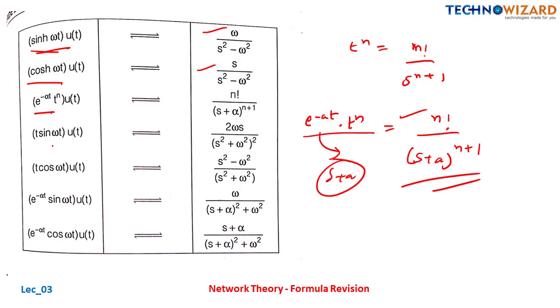Okay. Same goes with t sin omega t: 2 omega s upon (s square plus omega square) whole square. t cos omega t: (s square minus omega square) upon (s square plus omega square) whole square. e to the power minus at sin omega t, replace s by s plus a: omega upon (s plus a) whole square plus omega square. And e to the power minus at cos omega t, replace s by s plus a: (s plus a) upon (s plus a) whole square plus omega square. Remember this also. Okay. So these are some usual Laplace transform pairs that you can see in your exams.